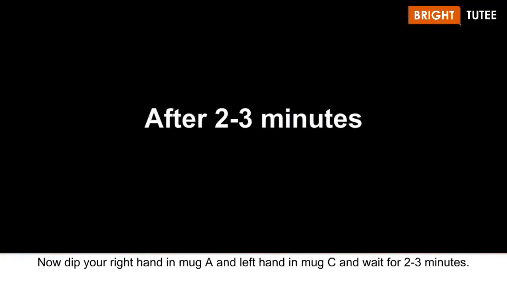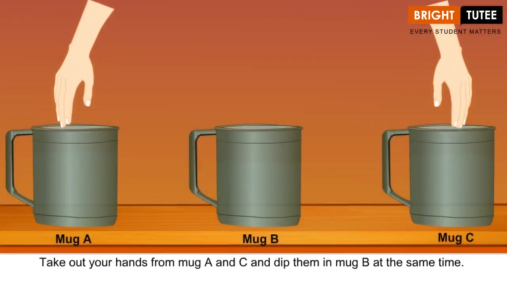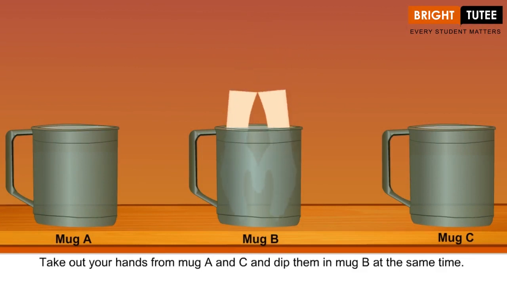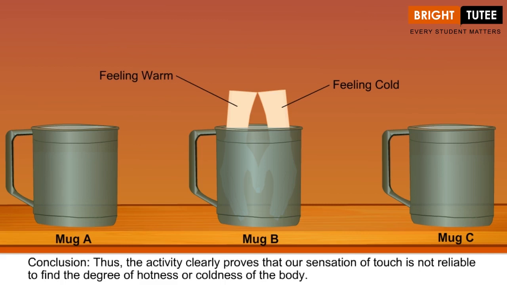After 2 to 3 minutes, take out your hands from mug A and C and dip them in mug B at the same time. You find to the left hand the tap water will appear warm, whereas to the right hand the water appears cold. Conclusion: thus, the activity clearly proves that our sensation of touch is not reliable to find the degree of hotness or coldness of the body.